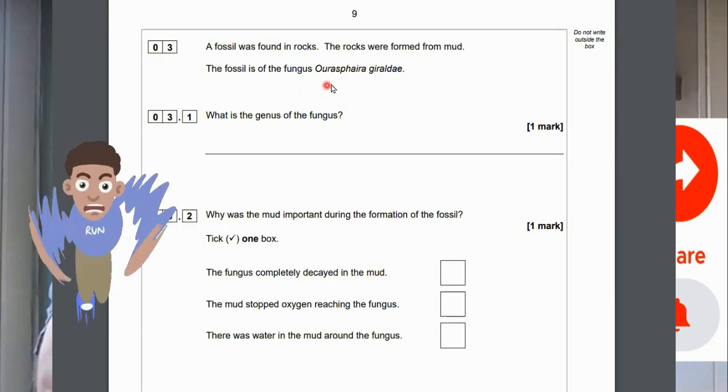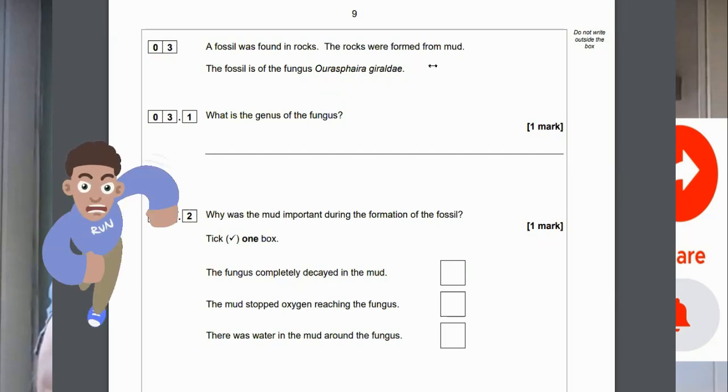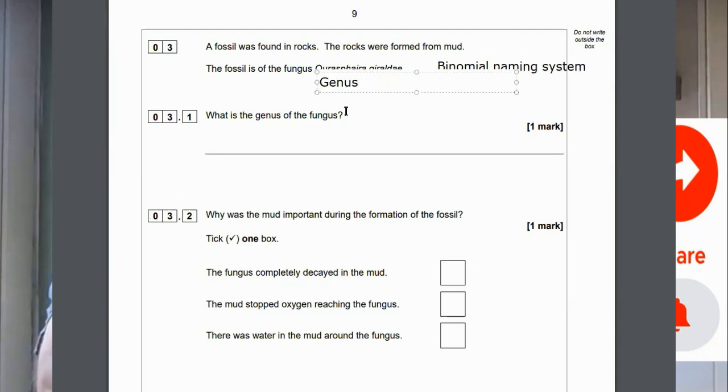So, number 3, a fossil was found in rocks. The rocks were formed from mud. The fossil is of the fungus Aurospharia. I don't even know how to pronounce that. Giraldae. Anyway, what is the genus of the fungus?